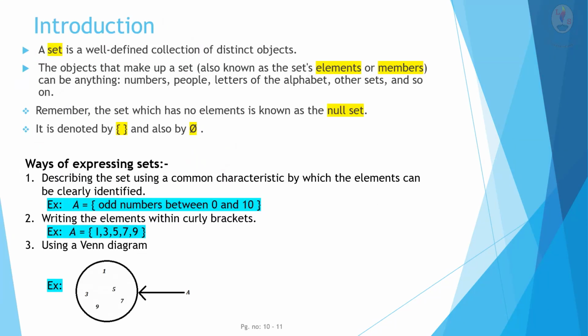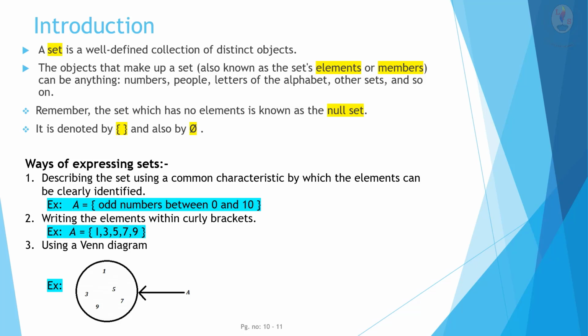Introduction. First of all, let me remind you of some previously learned things regarding sets. You have learned earlier that a set is a collection of items that can be clearly identified. The items in a set are called elements or members. These elements can be numbers, people, letters of the alphabet, other sets, and so on. And also remember, there are some sets which do not have elements.